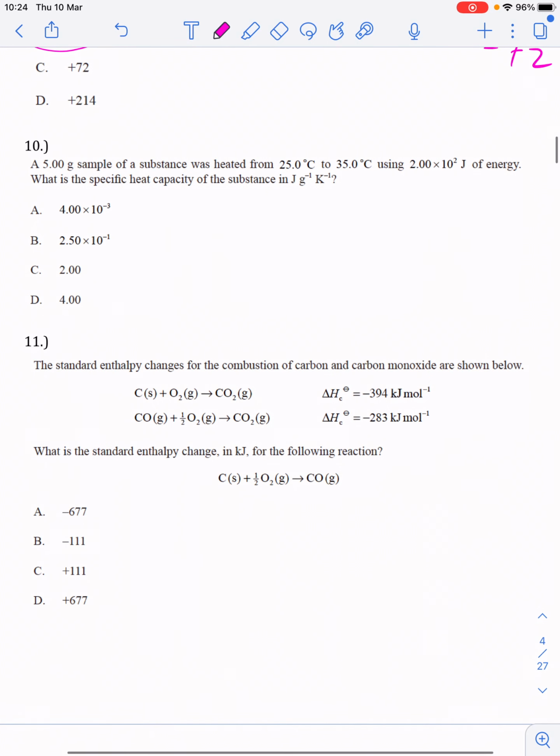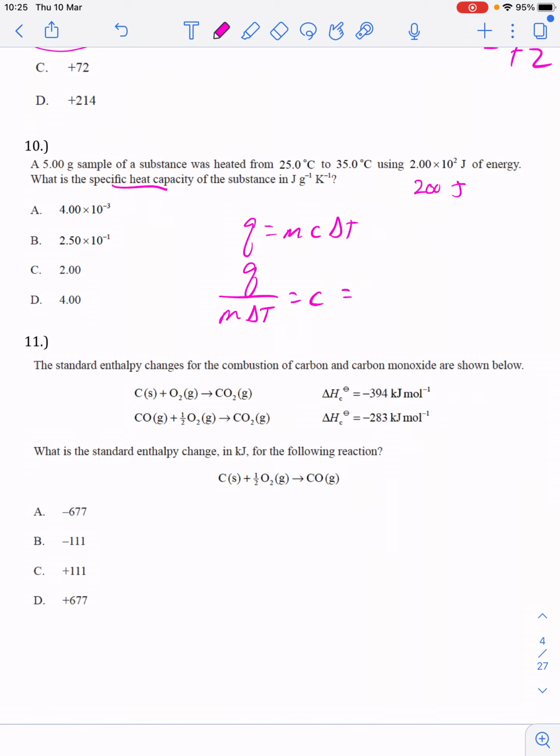Okay, 5. A 5 gram sample of a substance was heated from 25 to 35 using 2 times 10 to the 2 joules. That's the same as 200 joules. What's the specific heat capacity? So this is one where we're solving for c. I can do that in advance. I get 200 joules, I get 5 as my mass, and I get 10 down here. So I've got 200 divided by 50, and that equals 4.